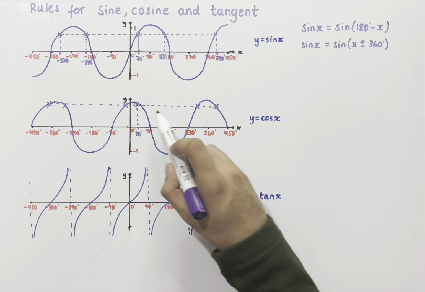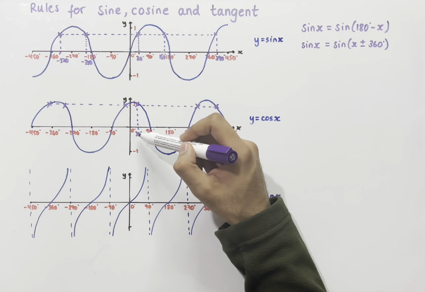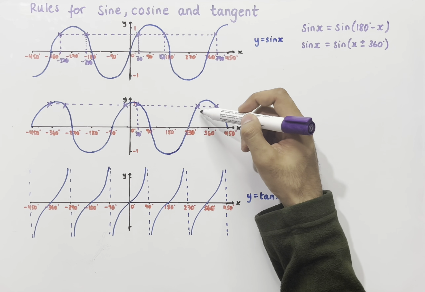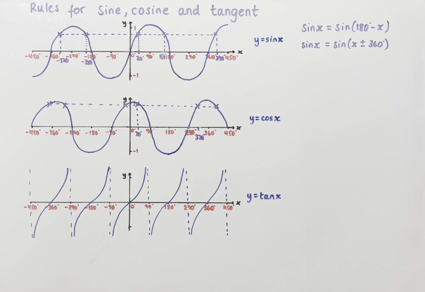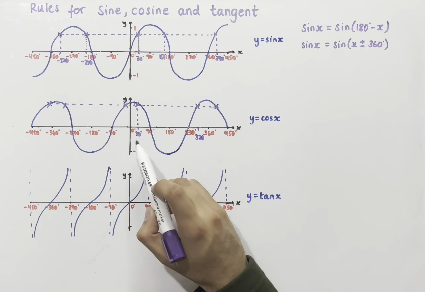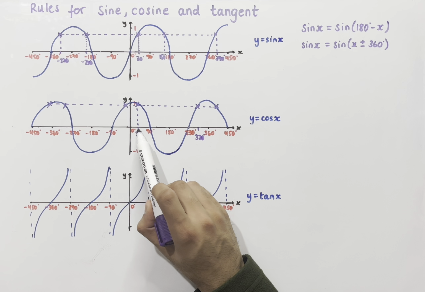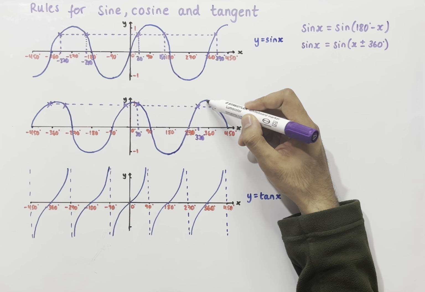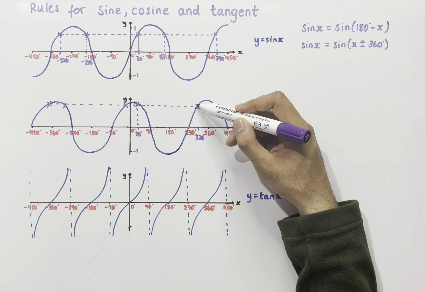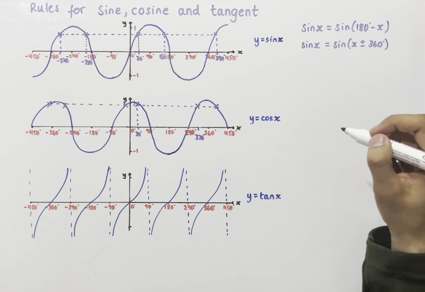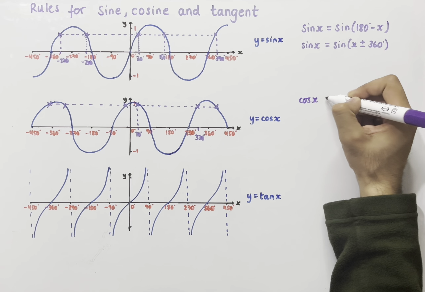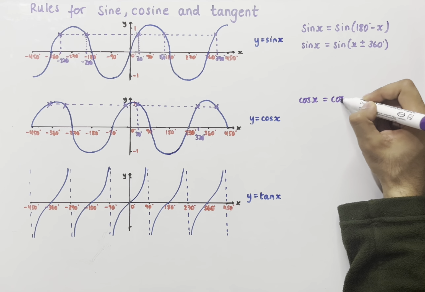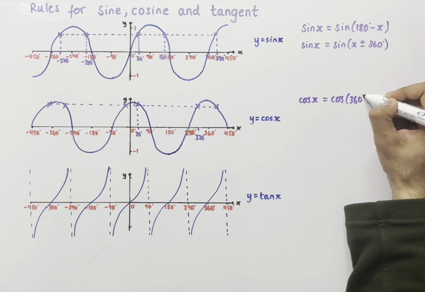Due to the symmetry of the graph, our first solution is at 30 degrees, and our next solution here would be at 330 degrees. The reason for this is because between 0 and 30 degrees, we add 30, and if we now start at 360 degrees and take away 30, we end up at our same solution here at 330 degrees. And so the general rule for cosine is that cos of x is equal to cos of 360 degrees minus x.